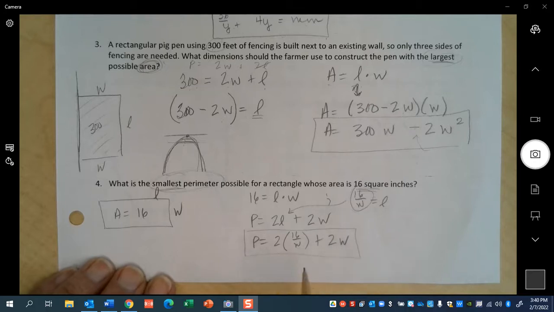This is going to be the equation that I'm going to then take the derivative of. I'm going to differentiate it in order to find that maximum or that minimum, whichever is optimal, whatever I'm asking for. Here it's a minimum because it's the smallest possible perimeter.